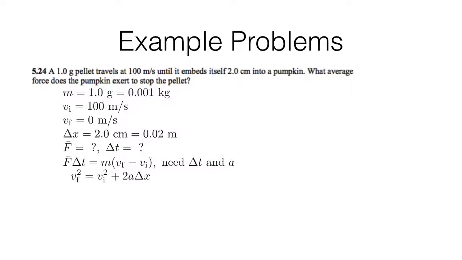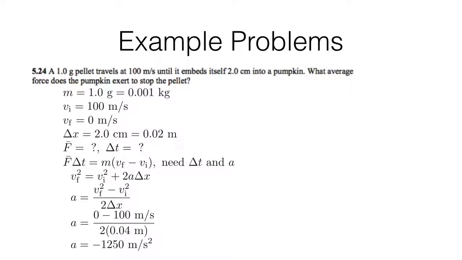So first stop, let's find the acceleration. We need an equation from kinematics that does not have time, and this is the one to use. Final velocity squared is equal to initial velocity squared plus 2 times the acceleration times the displacement. Rearranging to solve for acceleration gives this expression. Substitution of values and the calculation for acceleration gives a whopping 1250 meters per second squared in the negative direction.